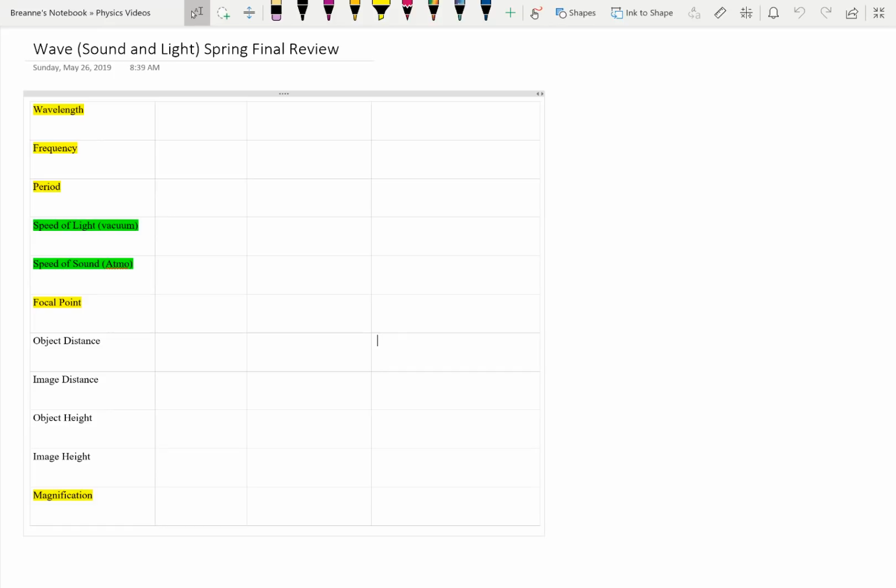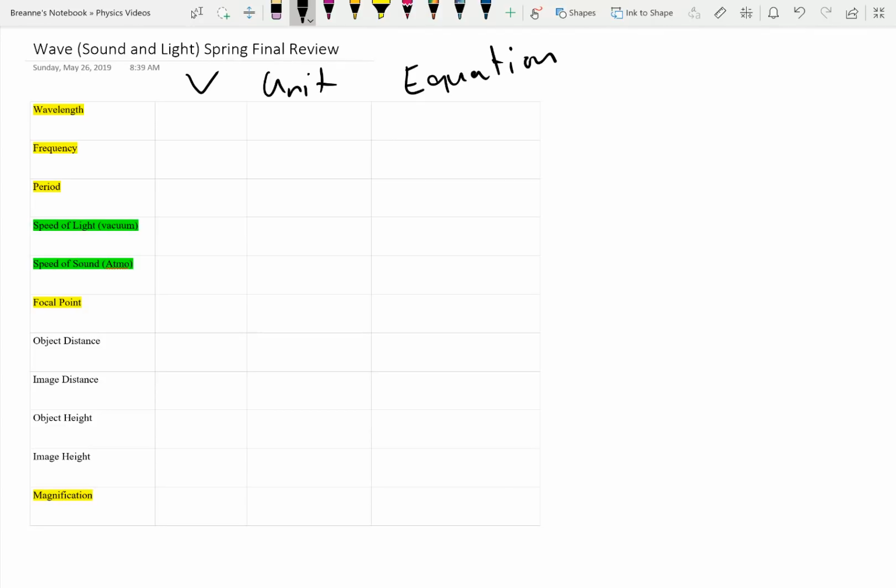So again, this is the part of your review that's at the beginning. And the first column, you're dealing with variables. The second one, you're dealing with units or constants. The next one, you're dealing with equations. So wavelength. Wavelength is represented with a Greek letter lambda, and it's measured in meters.